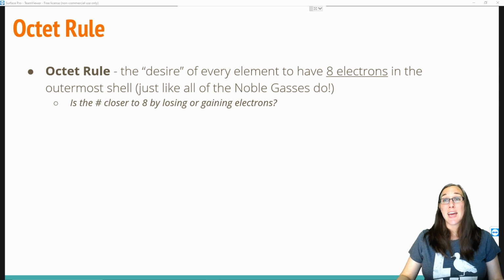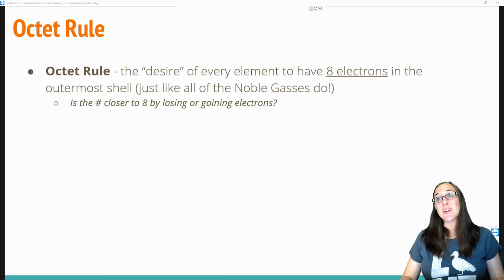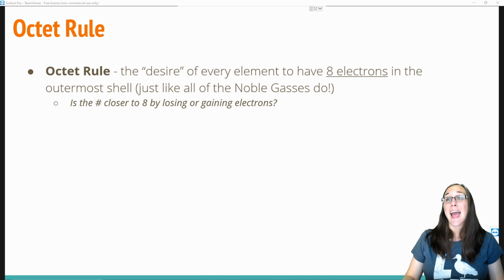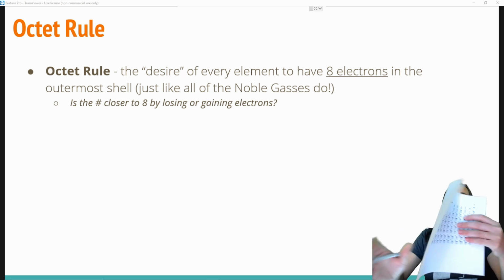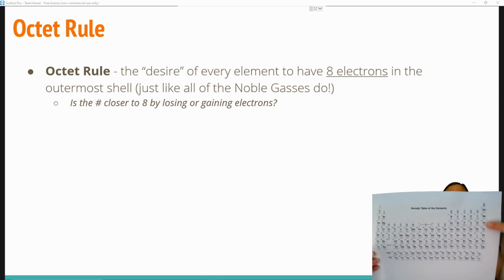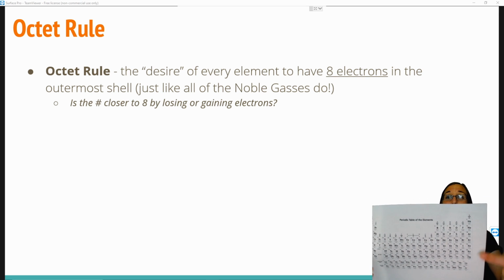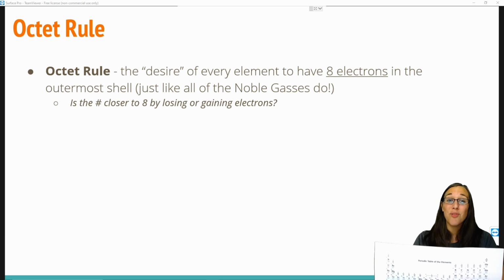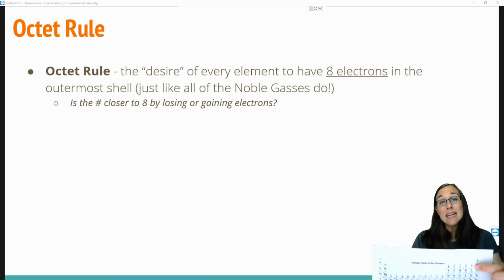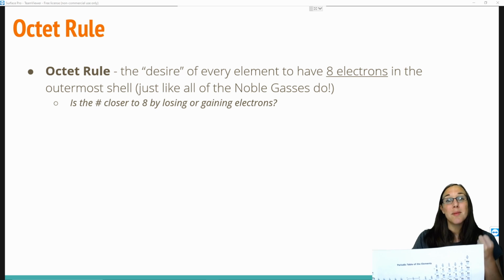This is the Octet Rule. So the desire of every element to be like the noble gases. The noble gases are special in that they have that outer shell completely filled, just like what you saw. And what the other elements don't have is their outer shell completely filled. So literally, out of all of these elements on the periodic table, only these guys over here, the royalty, the noble gases, have that outer shell filled. That's special because it makes them stable.